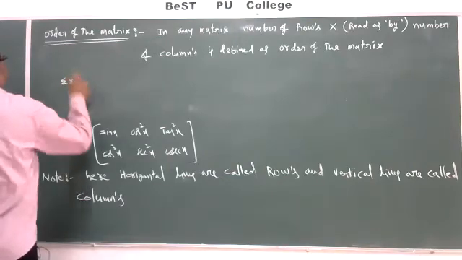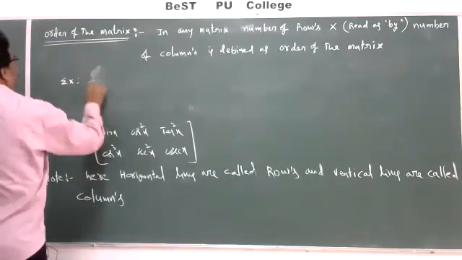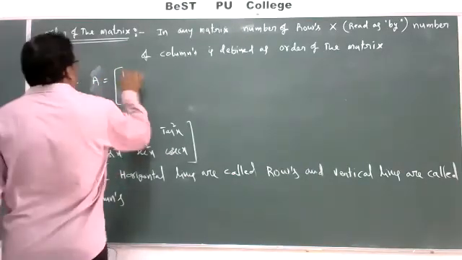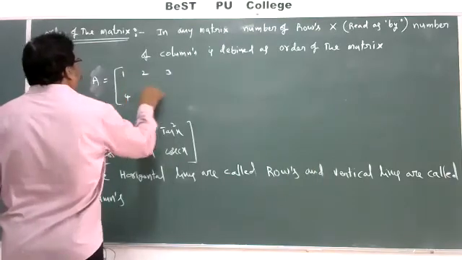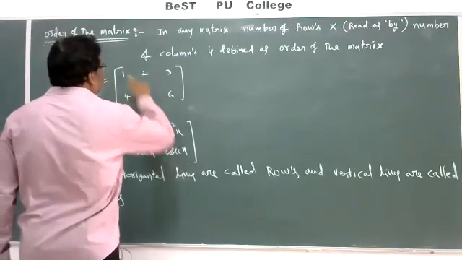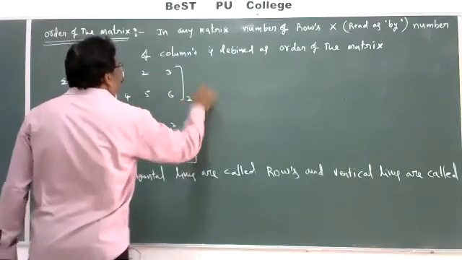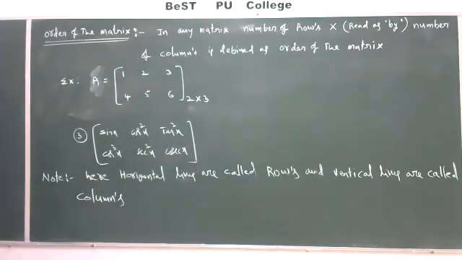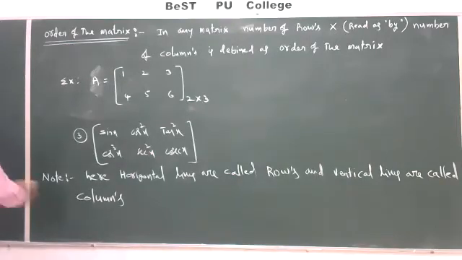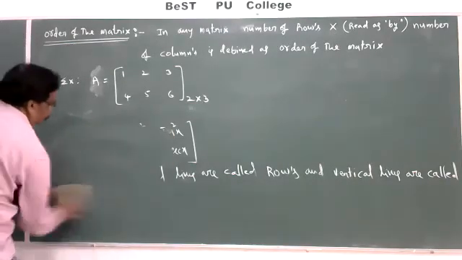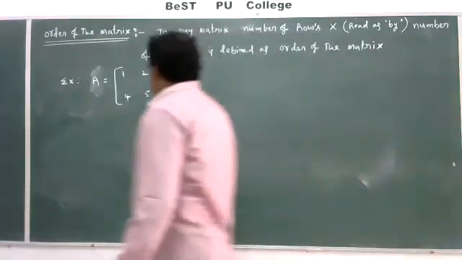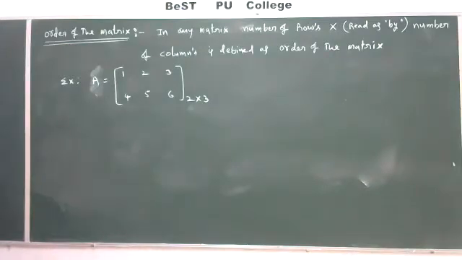Example, A is equal to 1, 2, 3, 4, 5, 6. That is 2 rows and 3 columns. That is 2 by 3. Two by 3 matrix.